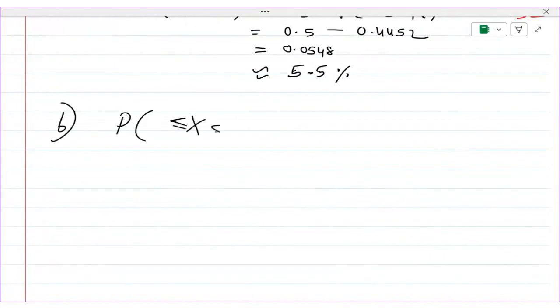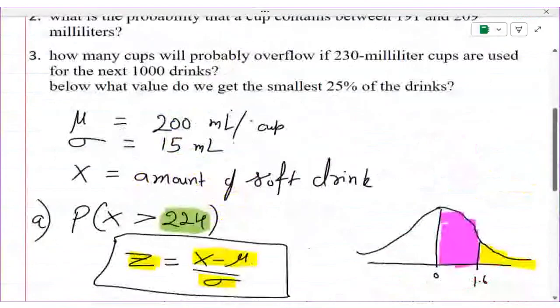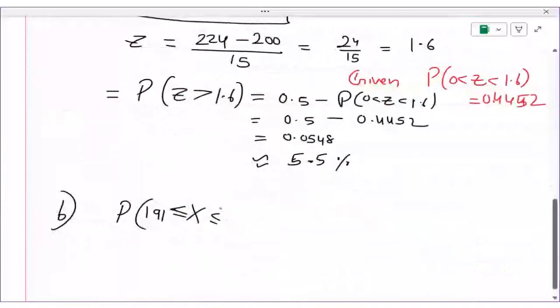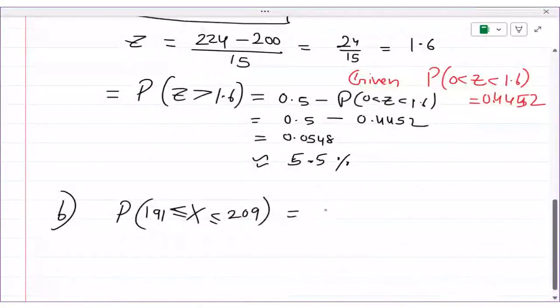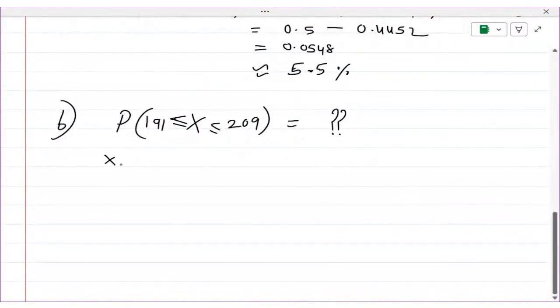So we are asked in part B, what is the chance that the amount of soft drink in a cup is between 191 and 209. So this probability we have to find. As students, you know that we have to convert these x values in terms of z values. So let us call this 191 as x1, and let us call this 209 as x2.